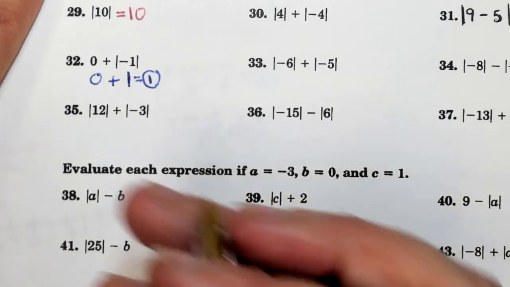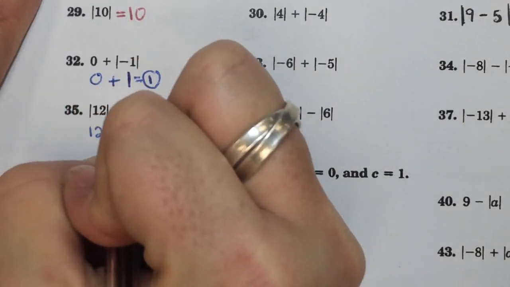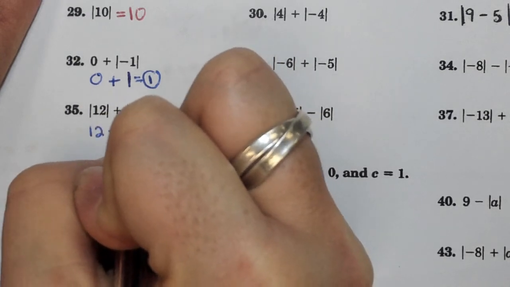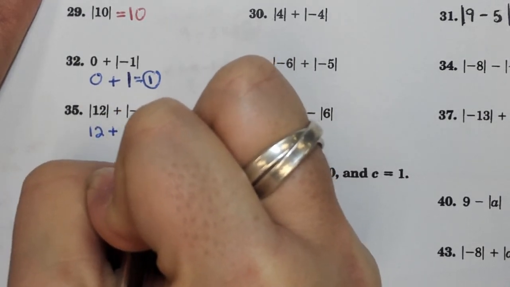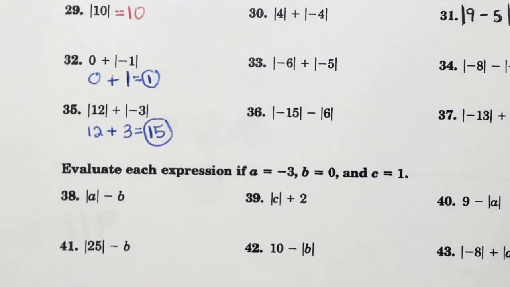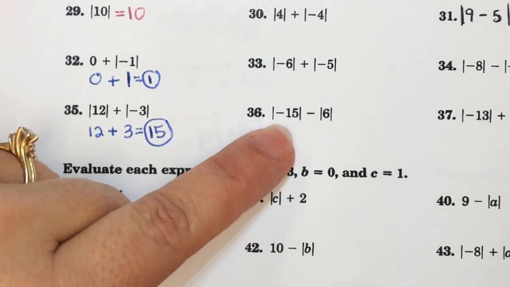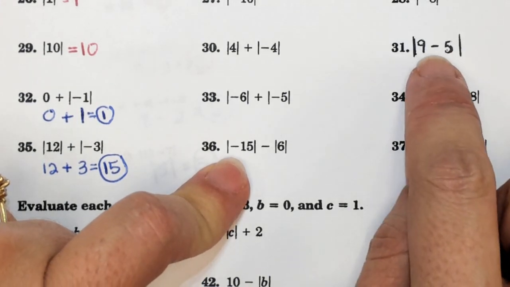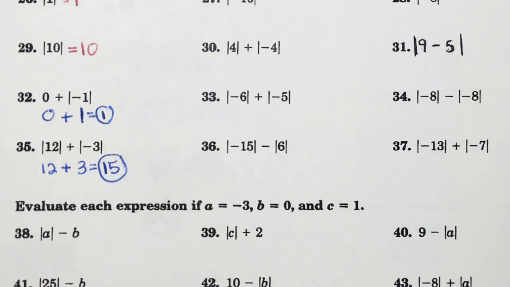Okay. Absolute value of 12 is 12. Plus the absolute value of -3 is 3. So it would be 15. Yes. I'm going to let you kind of finish those. Wait, on number 36, can I tell you something? Number 36, it would be a negative for the equal. Because listen. Okay. But listen, 31's just like the notes. Do 9 minus 5. Whatever that answer is, they want the absolute value of it.